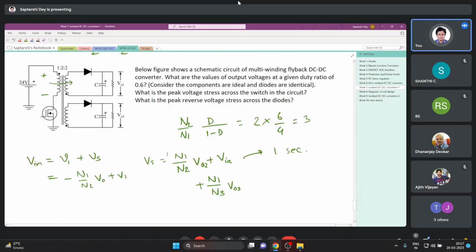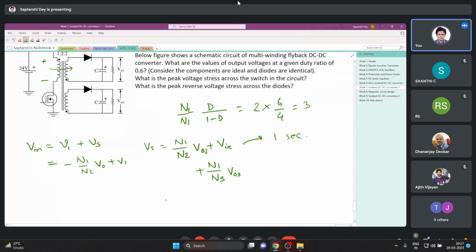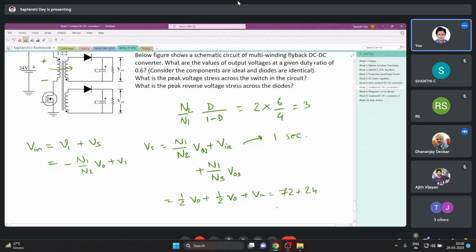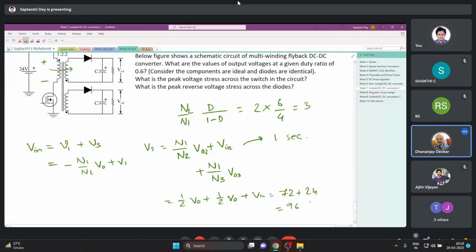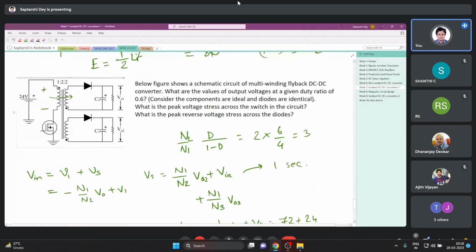So in this case, N1 by N2 is same for both the cases, and voltages are also same. So it is half VO, half VO, so half VO plus half VO plus V in. So VO plus V in, 72 plus 24, that is 96. This somehow looks counterintuitive, right? I was also getting it wrong.